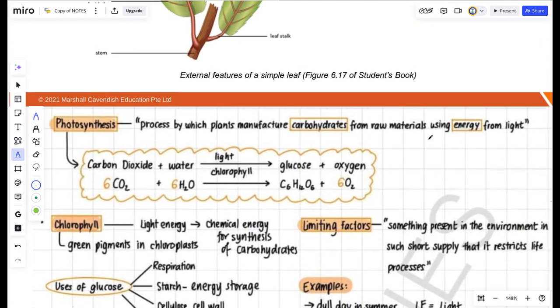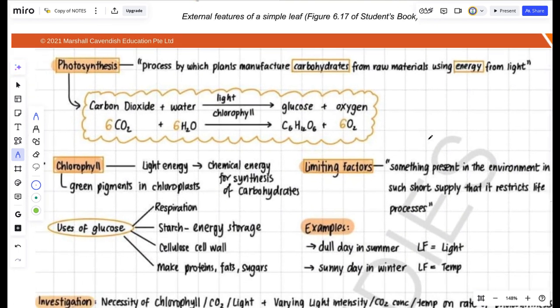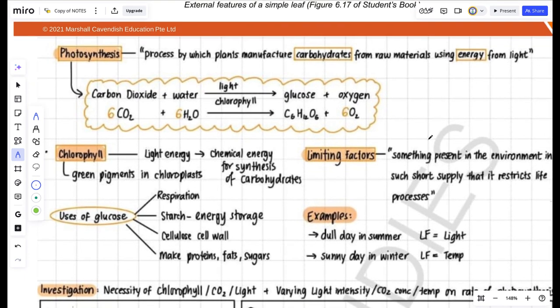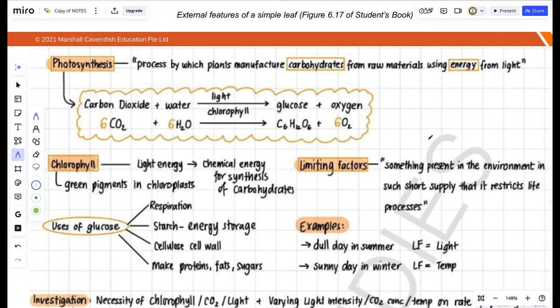Before we go to the internal structure of the leaf, let's have a recap, an overview of the things that we have discussed. We've talked about photosynthesis, and we say it's the process by which plants manufacture carbohydrates from raw materials using energy from the sunlight. And we've written the word equation and the symbol equation.